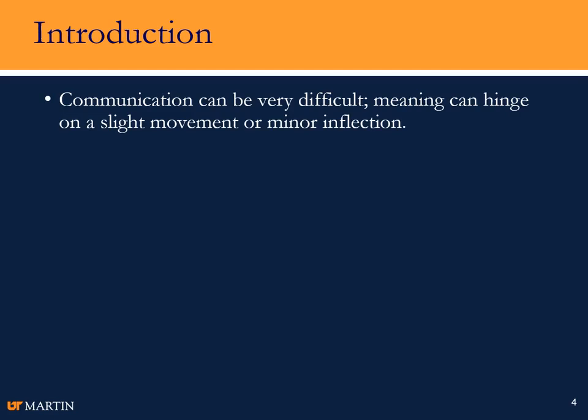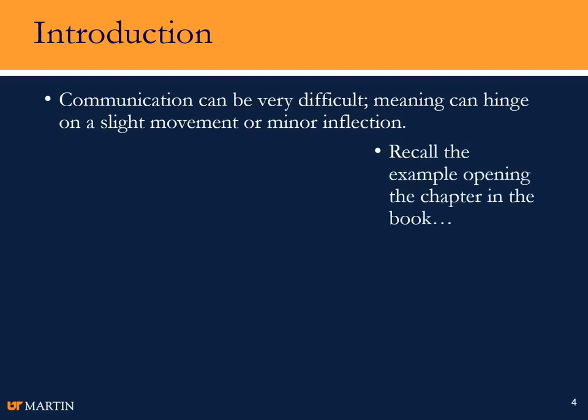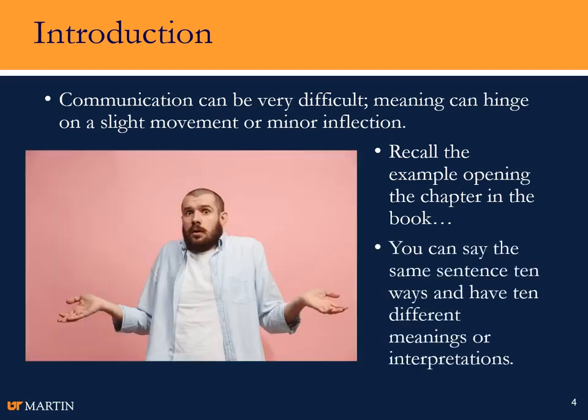Communication can be very difficult, and meaning can hinge on just the slightest movement or minor inflection. There's a good example of this that you can walk through in the book, going through the same sentence spoken in a number of different ways or accompanied by different nonverbal cues. You can see that they're very different meanings. So how do we figure out what somebody means? Well, we need to take all those elements into account.